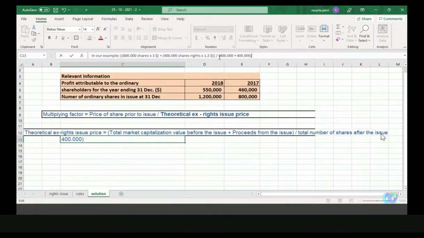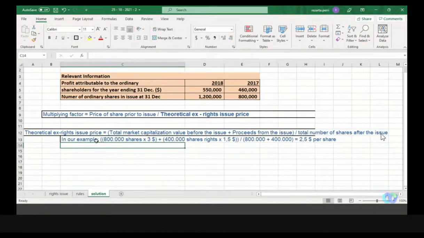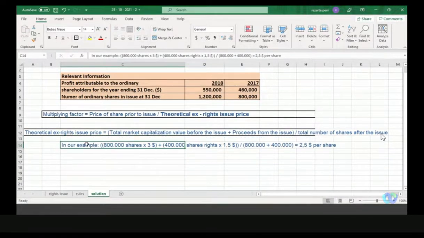1,200,000. If we are correct in our calculation, we will have a price of $2.5 per share. So in our example, the theoretical ex-rights issue price is $2.5 per share. Again, this is not the real market price after we issue the rights. The market will react in its own ways with its own mechanism.